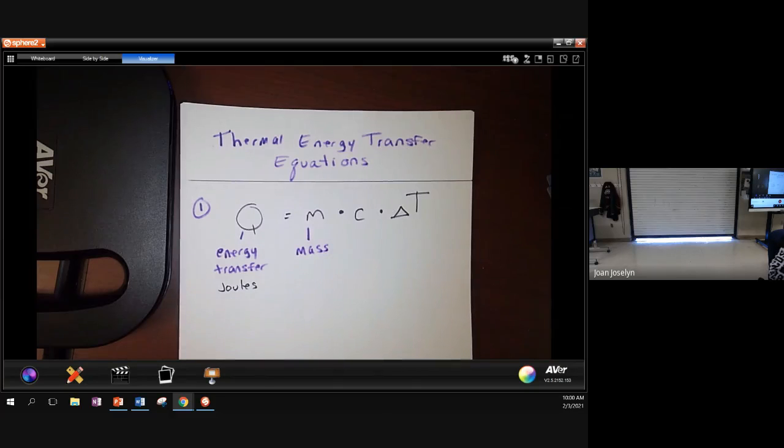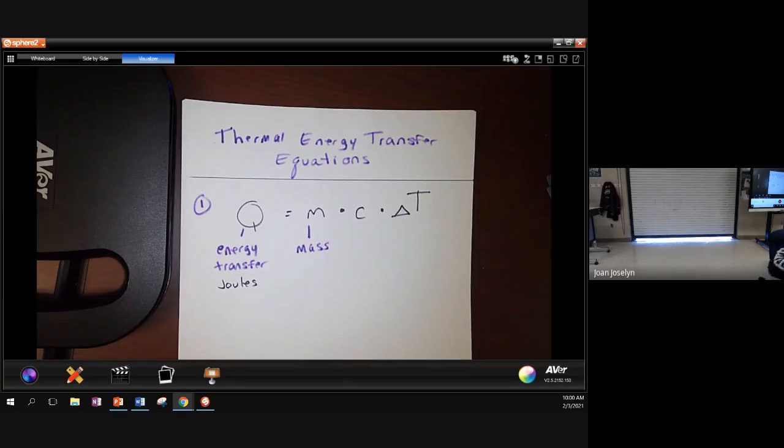M is mass. And this one has to be in kilograms, which kind of sucks because they usually give you your question in grams. I would try not to do that to you, but the end of course exam, it'll give it to you every time. So convert.